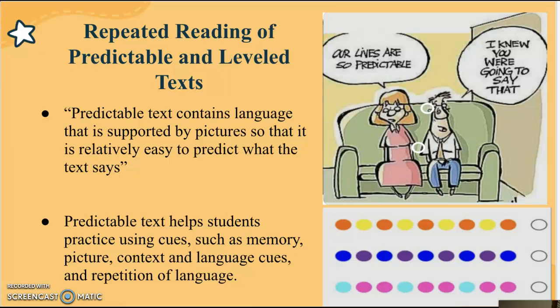So I found this cute little meme just to illustrate the concept of predictability. And then the other way that I thought about it is like it's a pattern. So in the picture you see we have the blue, purple, blue, purple, blue, purple, and then it keeps going on from there. So that's the type of reading that we're going to want to use, is that predictable reading.